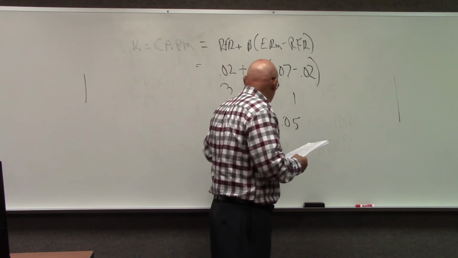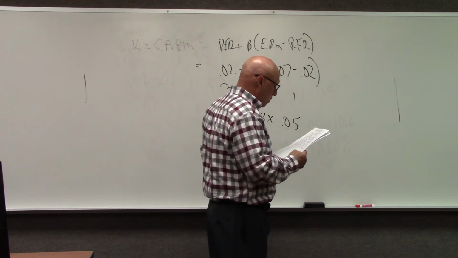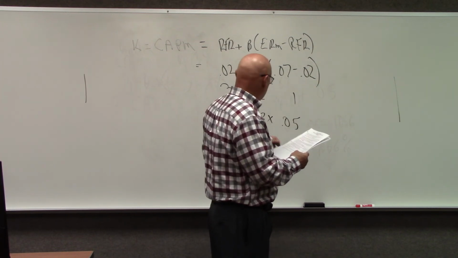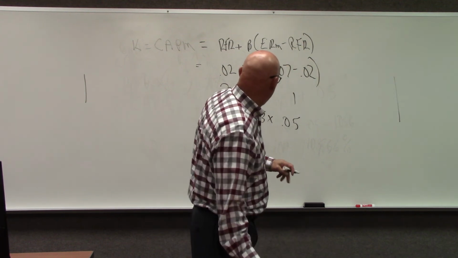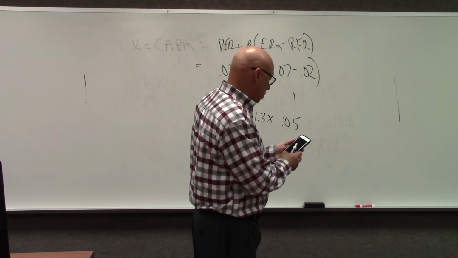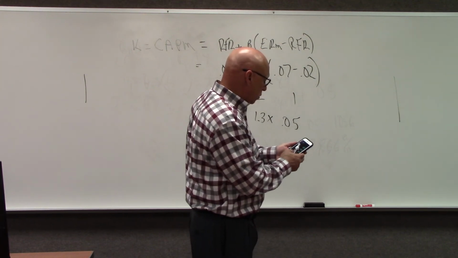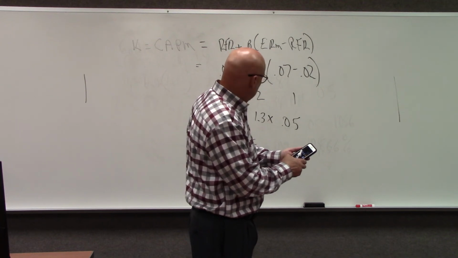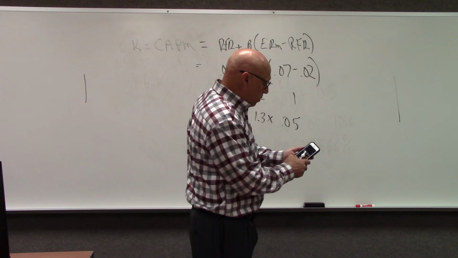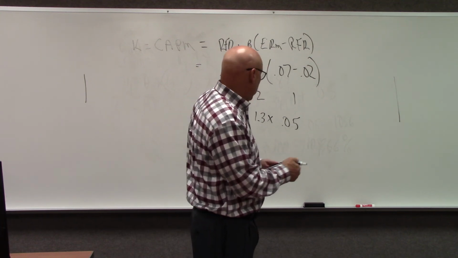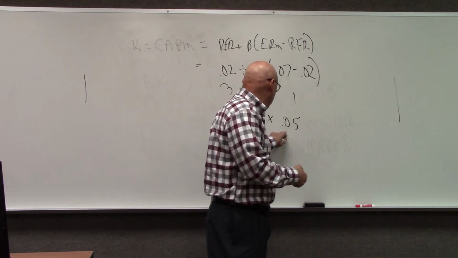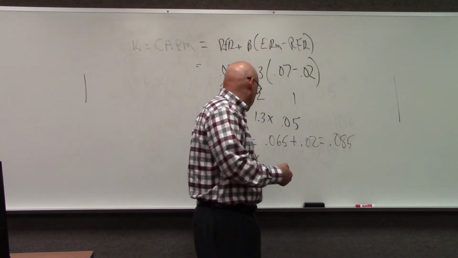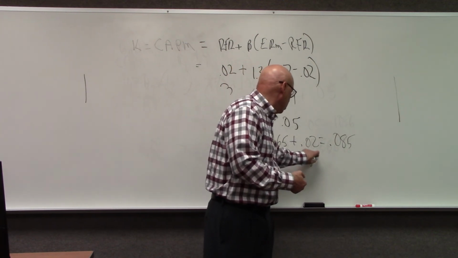That is equal to 0.065. 1.3 times 0.05 equals 0.065, plus 0.02 equals 0.085, times 100 equals 8.5%. That is what K is.